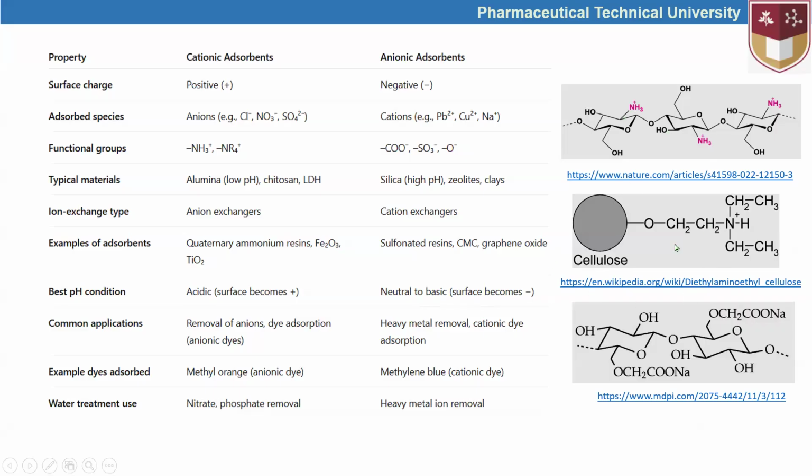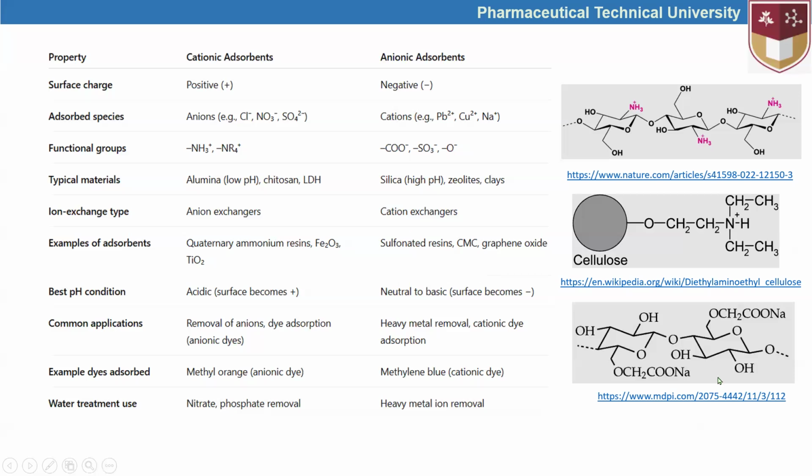Here is another example, DEAE, diethylaminoethyl cellulose, a diethylaminoethyl derivative of cellulose, and it also has positively charged nitrogen on its surface. So this is another polymer that is widely used as an anion exchange sorbent, an anion exchange matrix. Okay, here we can see anion exchangers. Chitosan is an anion exchanger. DEAE is another anion exchanger.